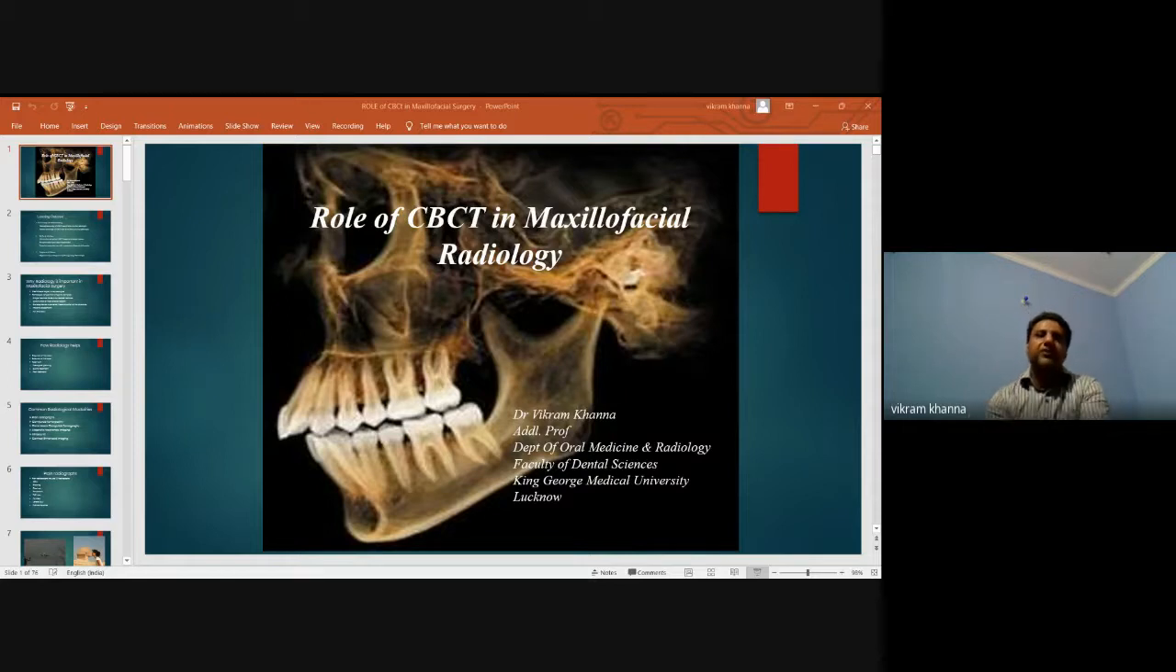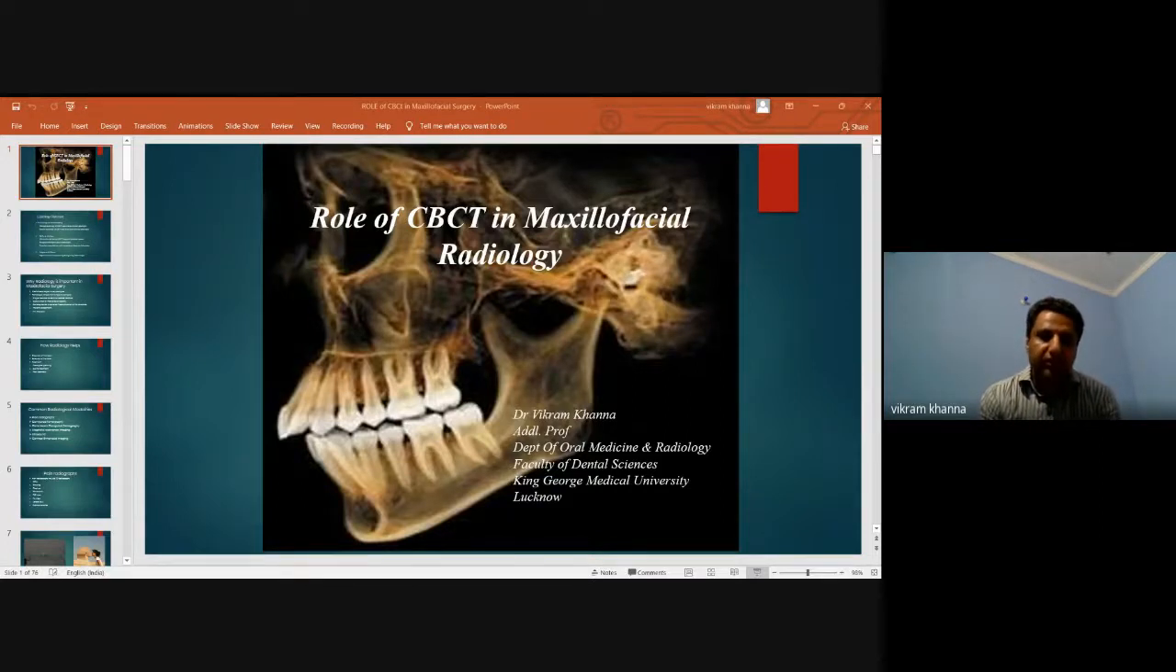So why is radiology important in maxillofacial surgery? The maxillofacial region is very complex. Everything is overlapping. There are many structures present in the face. So when we take a radiograph, they usually overlap, and we won't be able to get it in the way we want, so that we can have a clear, lucid view for surgeries.